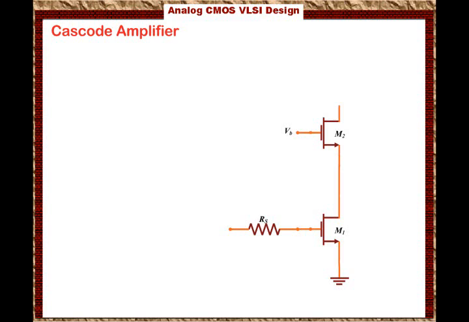Now, the output of this amplifier is simplified here with RD, but we know that you can use diode connected or biased transistors, and it can also be cascoded transistors instead of RD.